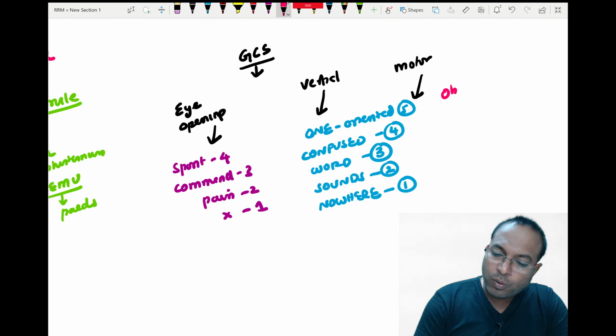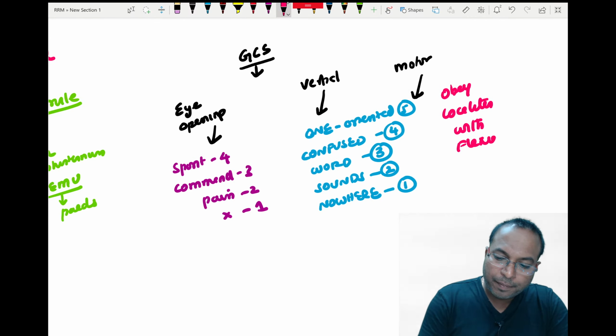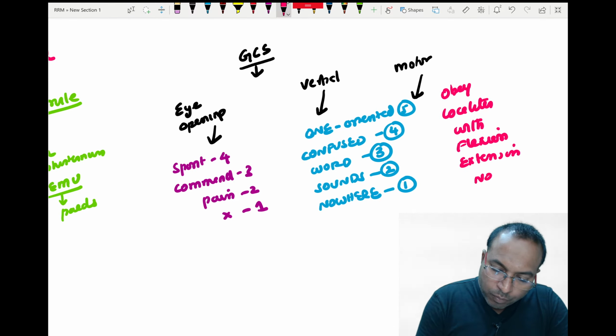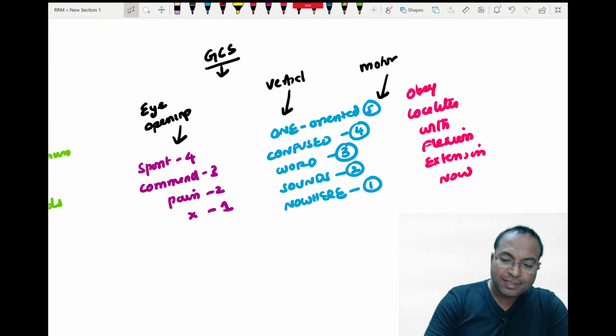Motor: Obey, Localize, Withdraw, Flexion, Extension, Nil. That is a mnemonic for motor response. So obeys commands is 6 points.